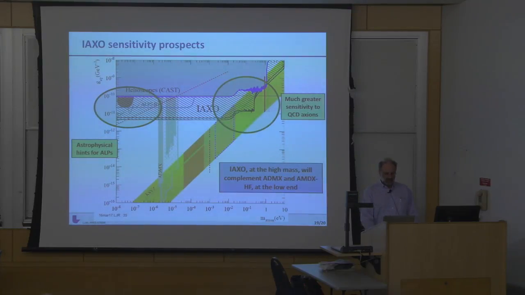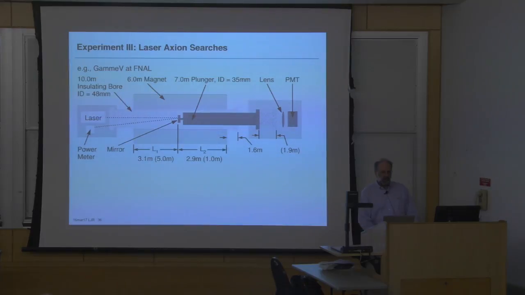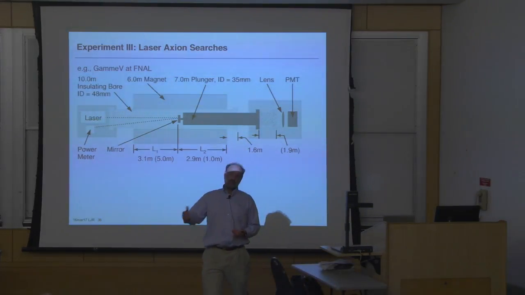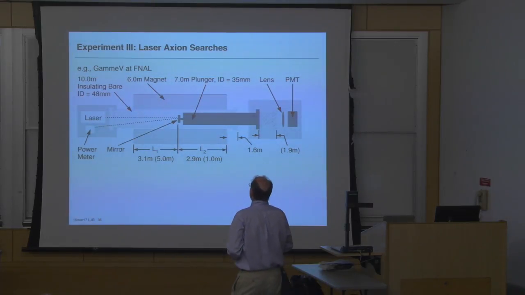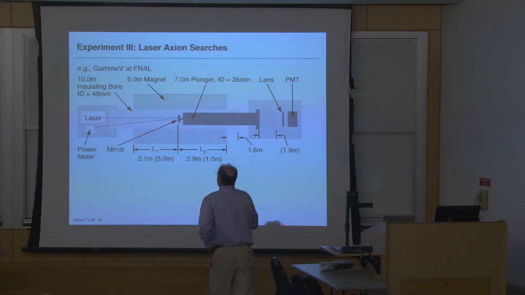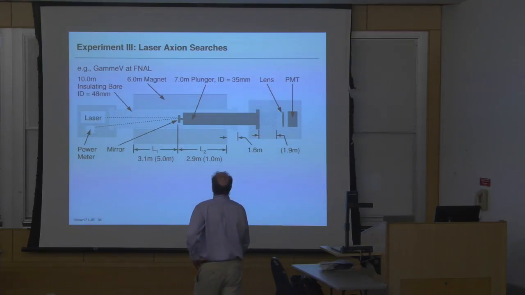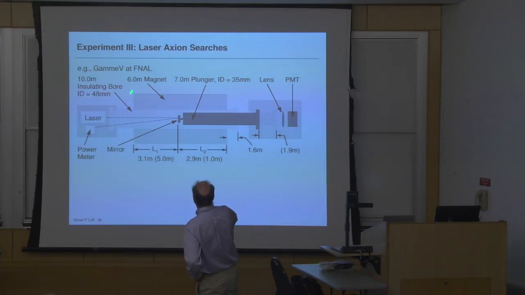I won't go into their sensitivity prospects. Let me talk about the final flagship search. This is another European project, but it's mostly now driven by DESY at this point. The idea is very, very simple. You take a laser. This is the magnet here. So imagine a vertical magnetic field. It's a dipole. Laser comes in, converts it to axions, some of them.